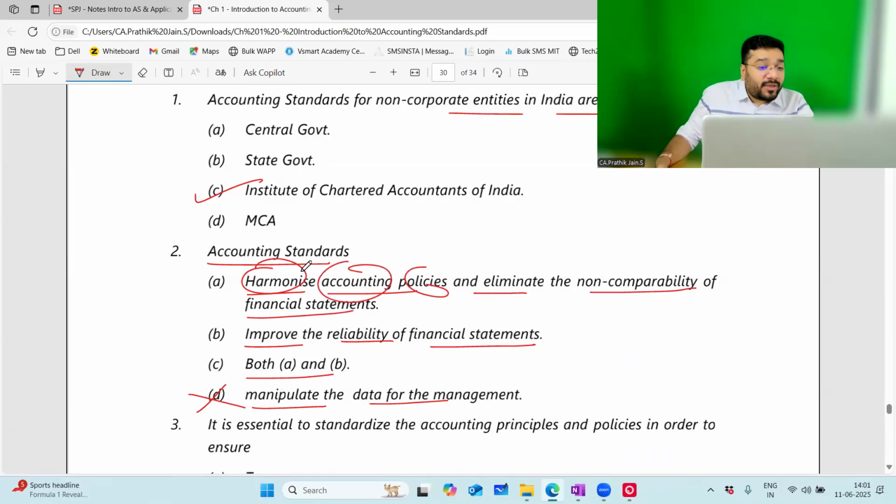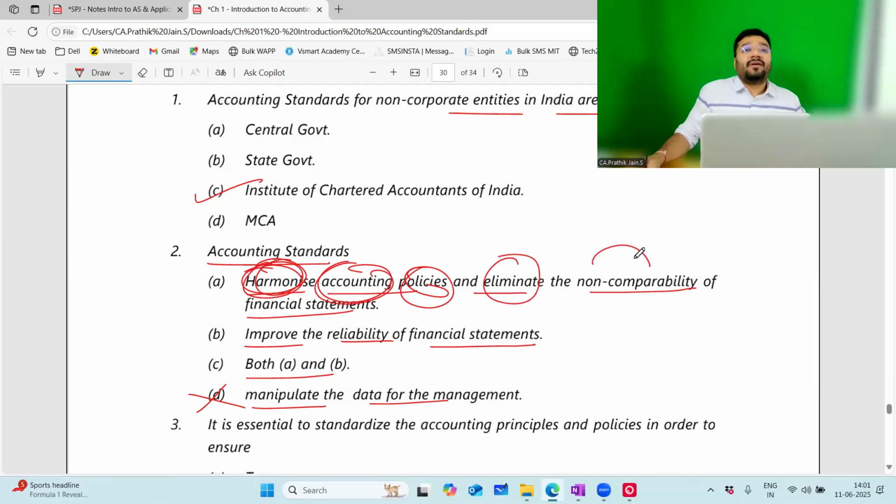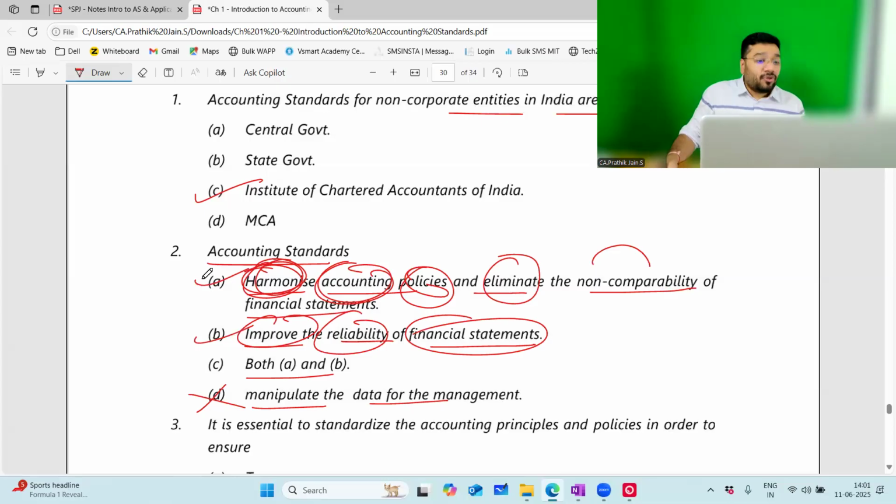Harmonize accounting policy. What is harmonize? Peaceful. Harmony means what? Have a uniform understanding. Live in harmony means what? Live with a common understanding. Peacefully with common understanding. So harmonize accounting policies and eliminate non-comparability. Accounting standard aimed at comparability. Non-comparison should be eliminated. This is correct. Improve reliability of the financial statement. Correct. So both are correct, means which answer is correct? C is correct.